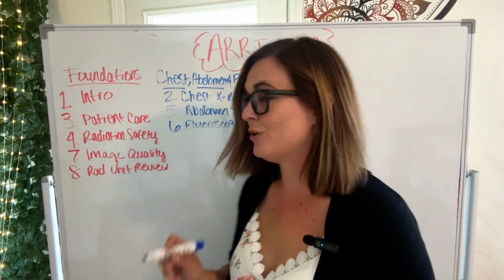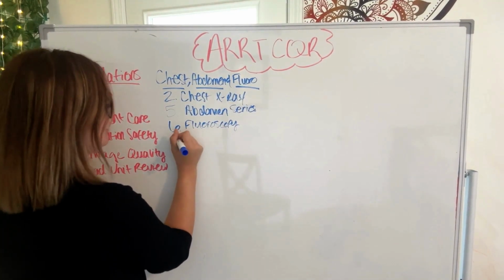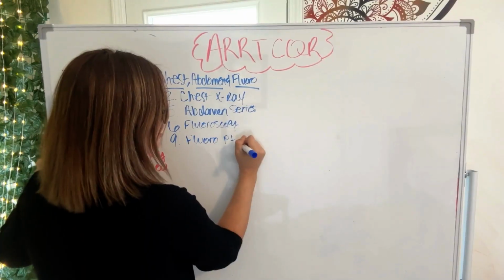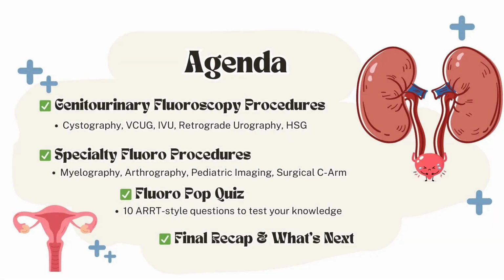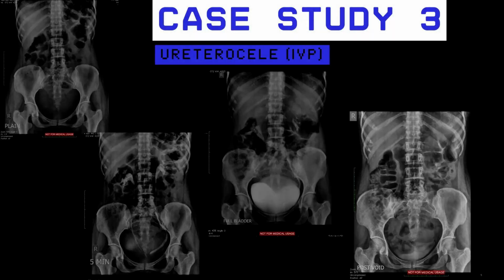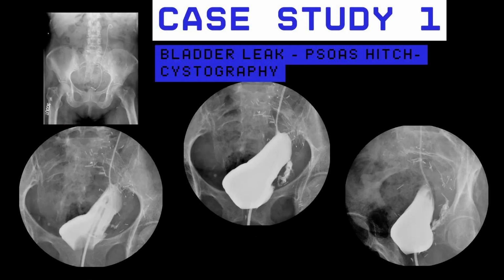But we weren't done with fluoro yet. So next we moved on to Fluoro Part 2. We looked at the genitourinary fluoroscopy procedures like the cystography, VCUG, IVU, retrograde urography, and the HSG. We also looked at myelography, arthrography, pediatric imaging, surgical C-arm.